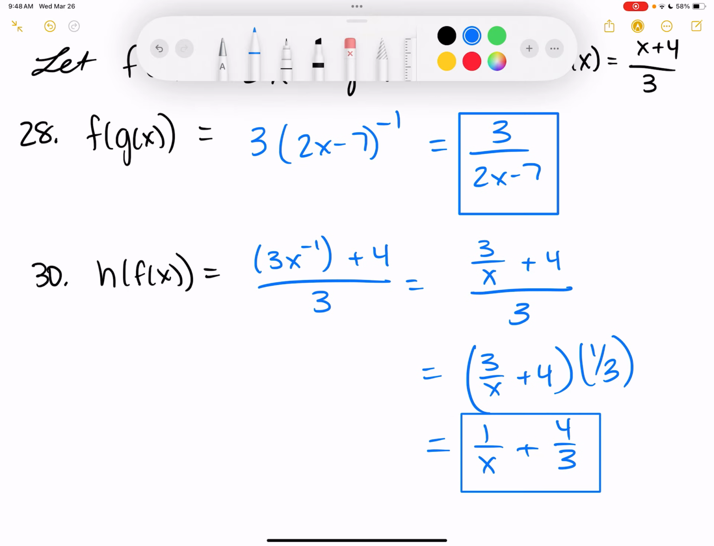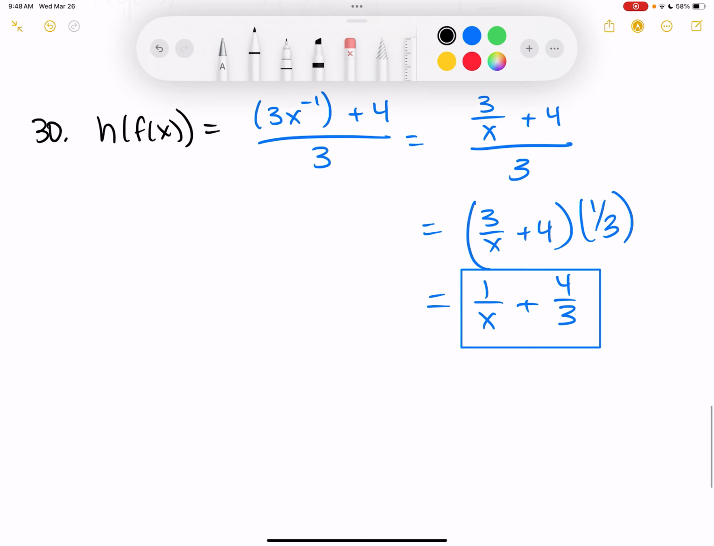3 over x times 1/3 would be 1 over x, you just multiply. Distributed, yes. Not 1 over 3x? No. 3 over x times 1/3, the 3's would cancel, and I would be left with 1 over x. Because 3 over 3x is 1 over x.